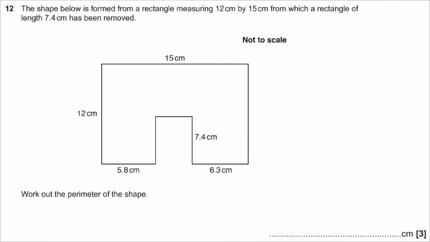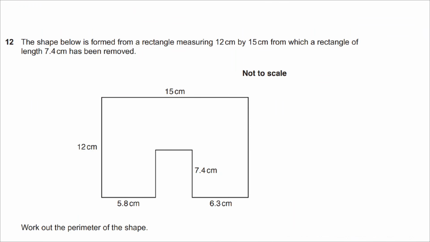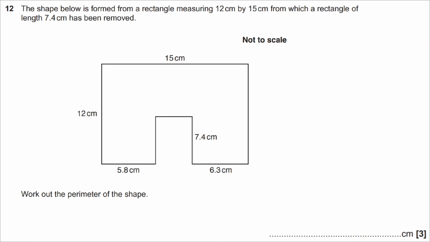Okay, question 12 is this. The shape is formed by a rectangle and measuring. Okay, so you can see on the diagram, you've got this kind of shape here, and it's formed by a rectangle measuring 12 by 15, as you can see, with a rectangle of length 7.4 being removed. Okay, cool. Work out the perimeter of the shape. So the perimeter is the path around the outside of your shape. So add together this, this, this, this, this, this, this.